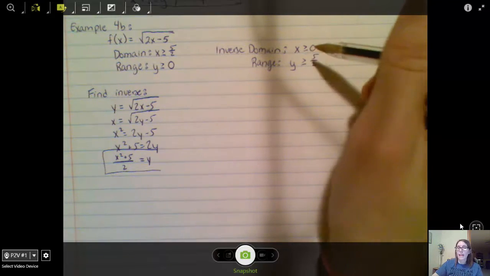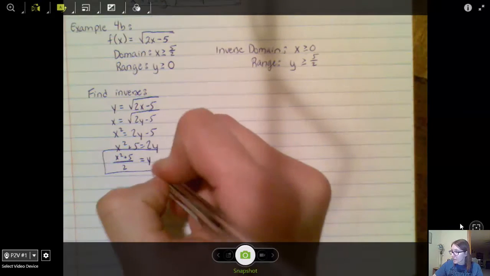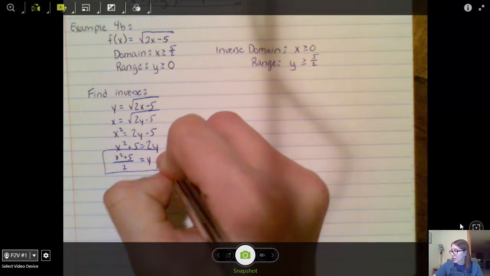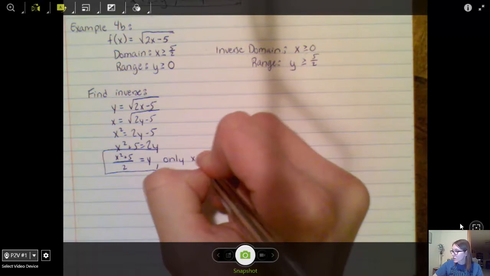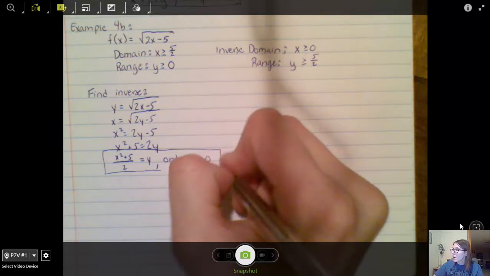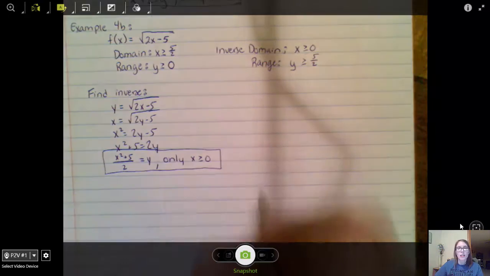So I'm really only looking at half of that parabola. And that means I need to specify that down here. This is my inverse, but only x is greater than or equal to 0. We don't care about any negative x values getting plugged in there.